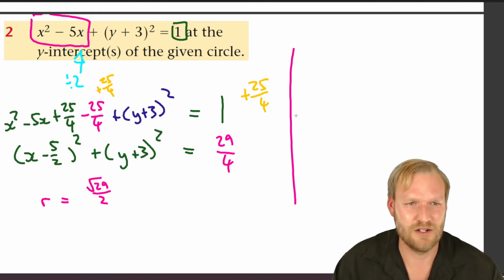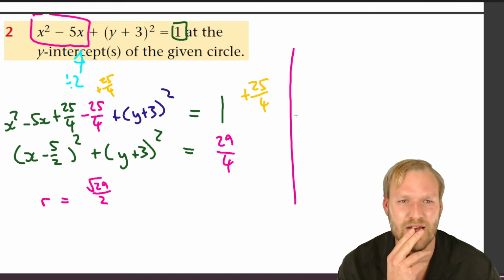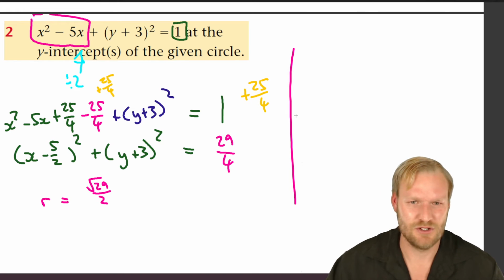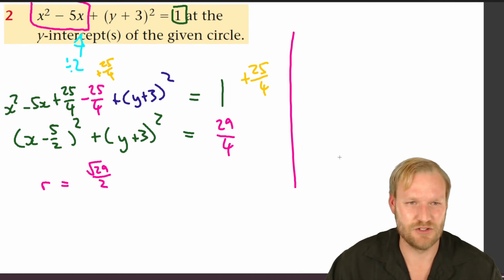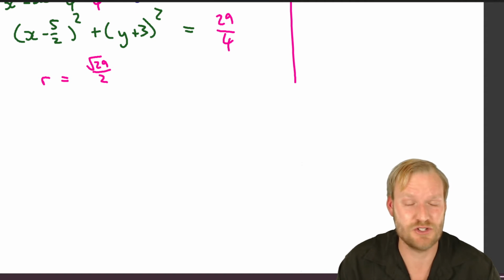Okay, so there we go. So we need to work out what's the tangent here at the y-intercepts. So draw a quick sketch of this graph. So there it is. Draw a quick sketch of this circle. Hit OK when you're done.